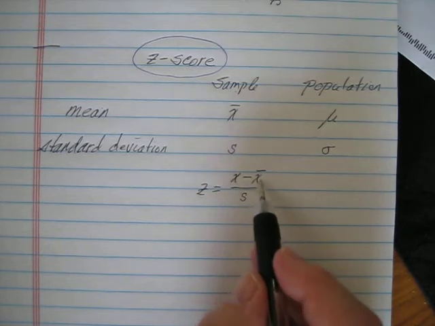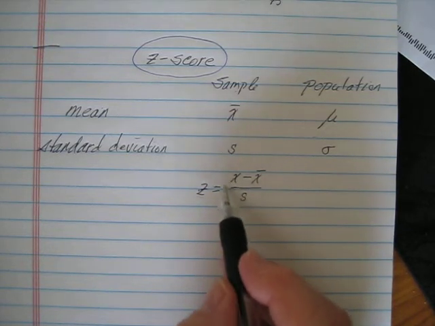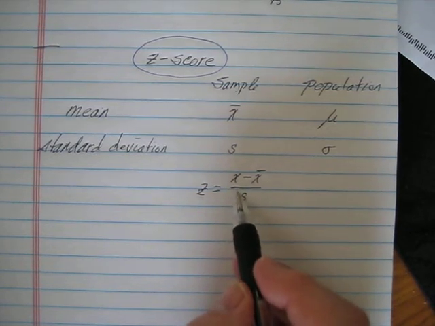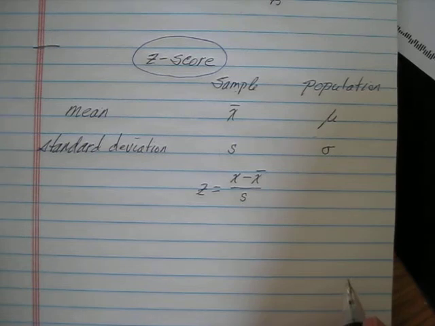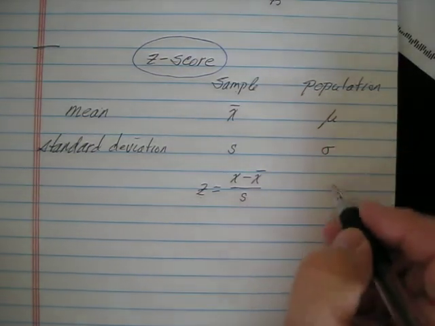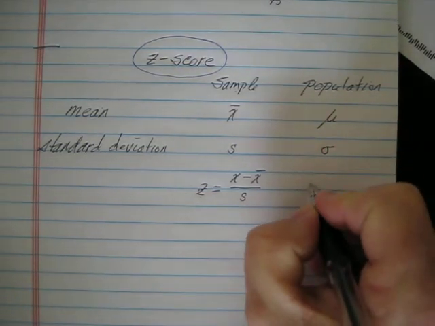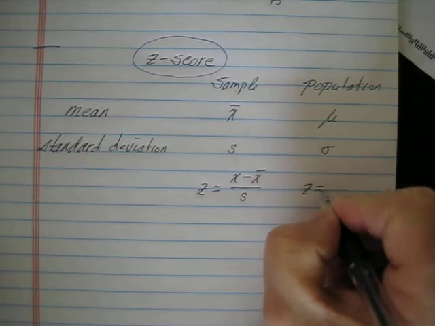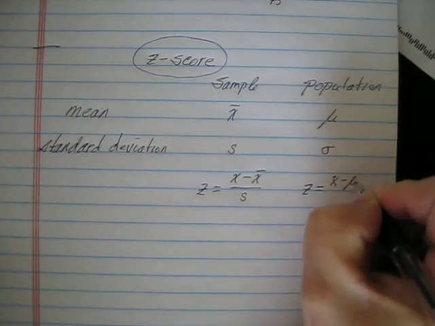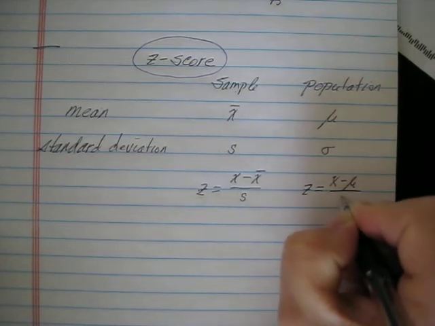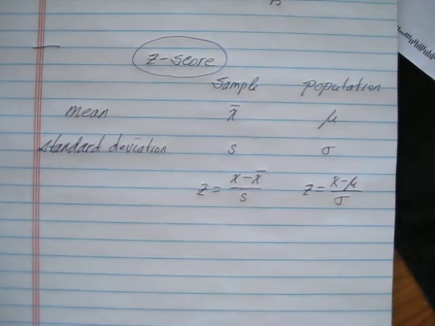or if x is smaller than the mean, then this value will be negative. A negative z-value tells you that you're below the mean, and the z-score tells you how many standard deviations you are below the mean. So of course if you have population data, then that formula just becomes z is equal to the particular score you're looking at minus the mean of the population divided by the standard deviation.